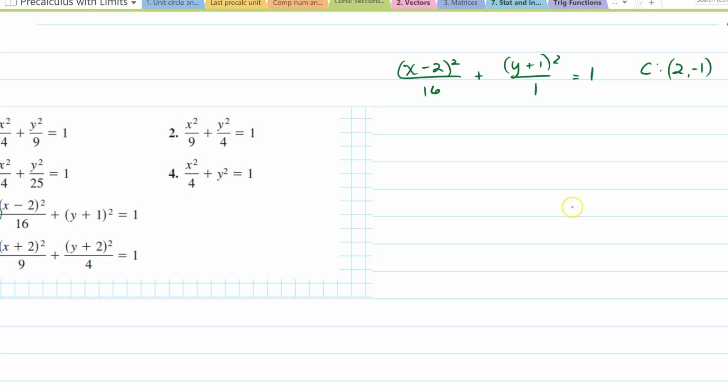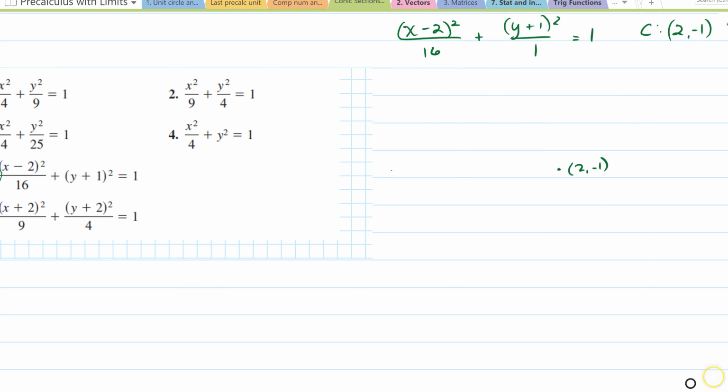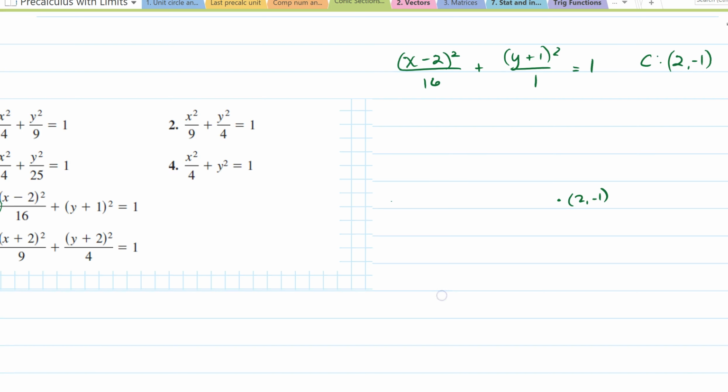So I like to make a drawing here. That's not to scale. And now look, where is the a? Where's the biggest denominator? It's under the x. That means my ellipse is going to have a horizontal major axis. It means it's going to be wider than it is tall. So in other words, the 16 is my a squared and the 1 is my b squared.